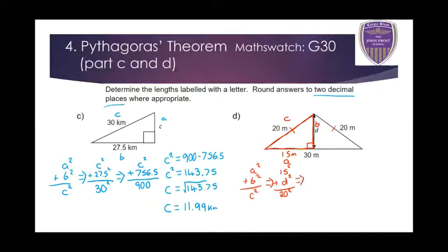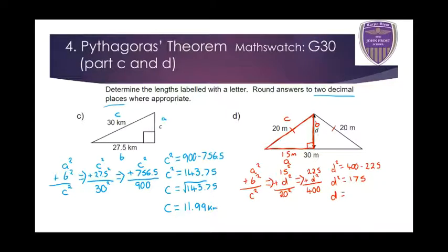Okay, let's just solve these. So 15 squared is 225. So 225 plus D squared is equal to 20 squared, which is 400. So 225 plus something is 400. So D squared is equal to 400 take away 225. D squared is equal to 175, therefore.